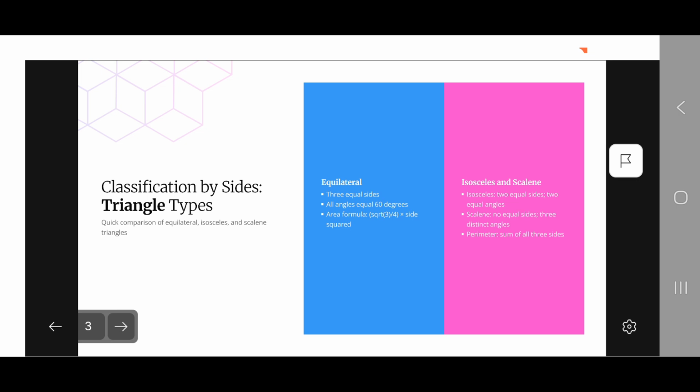So isosceles is 2 equal sides, 2 equal angles. It's kind of like this. Well, I can't show you my notes yet because I haven't got them all done. So, 2 equal sides. One of them has to not be equal. Okay, so scalene, no equal sides.